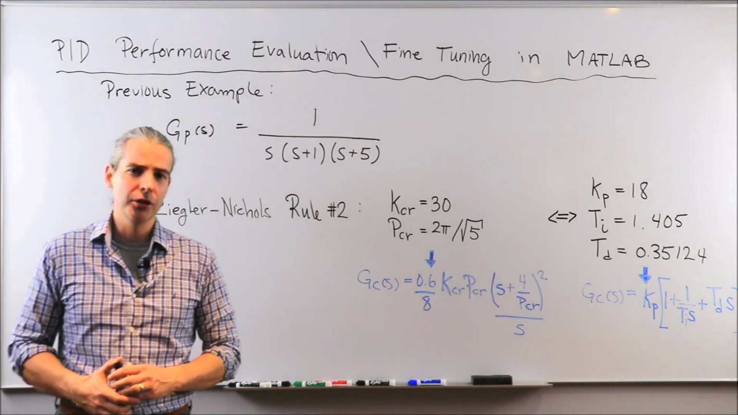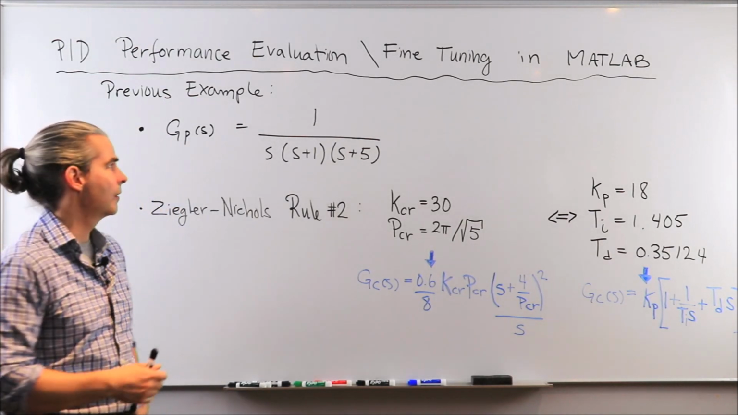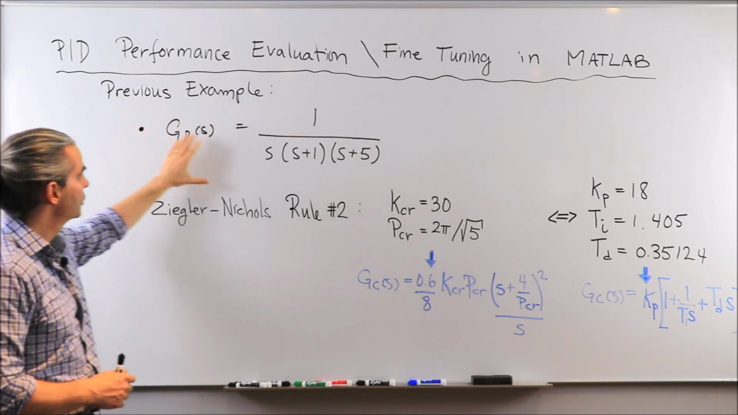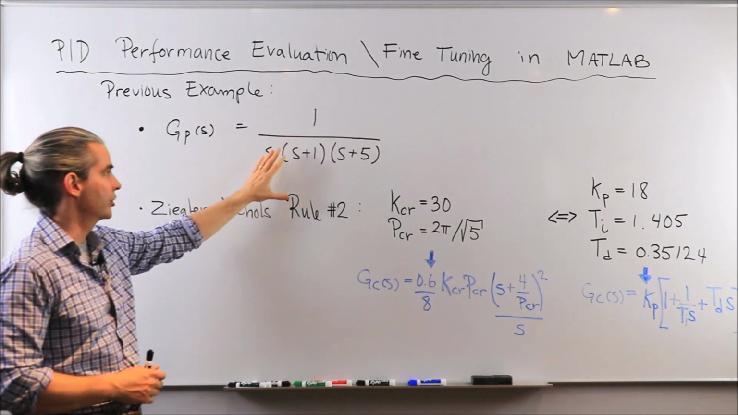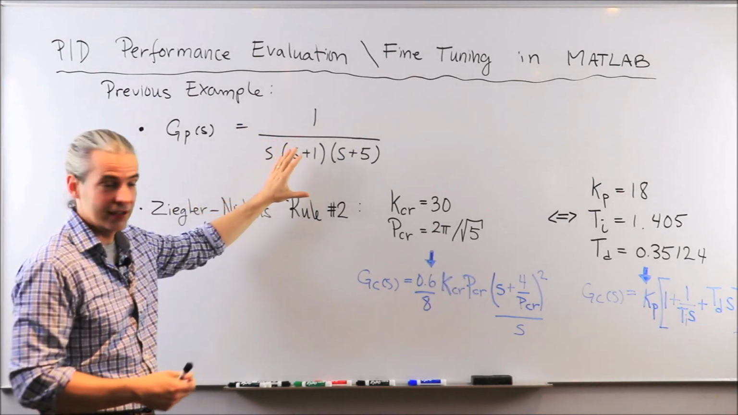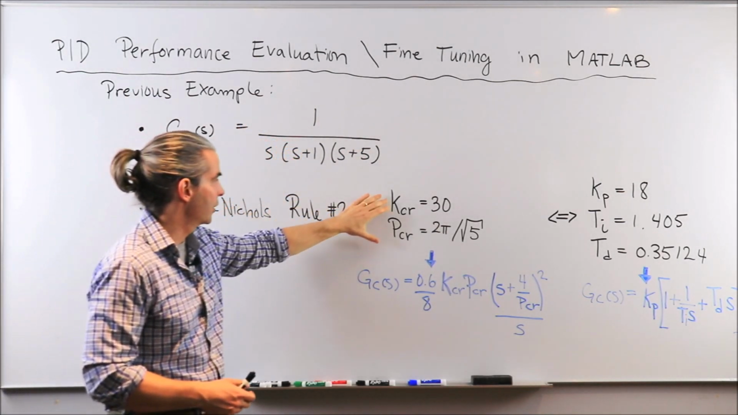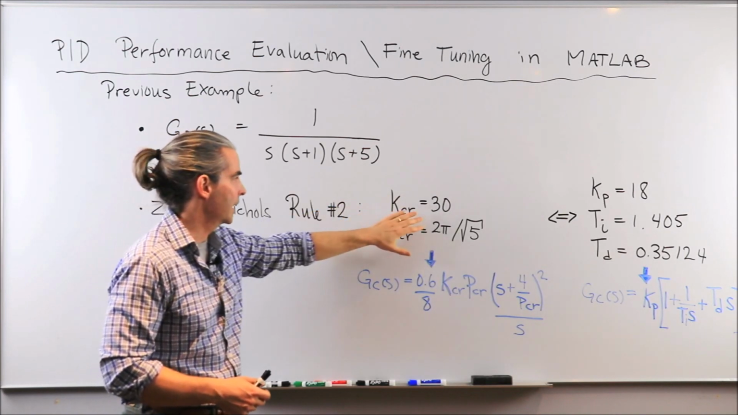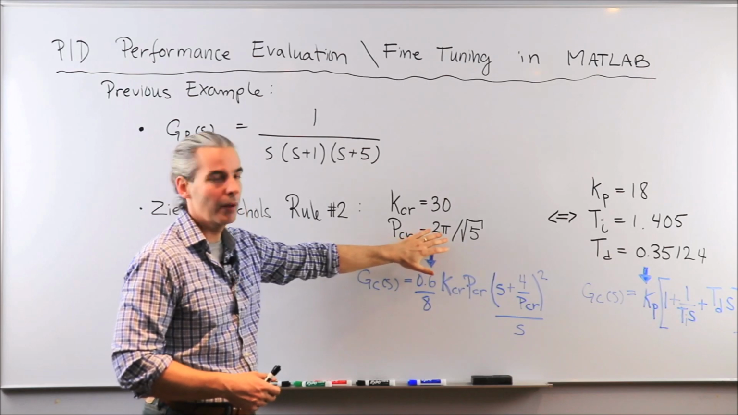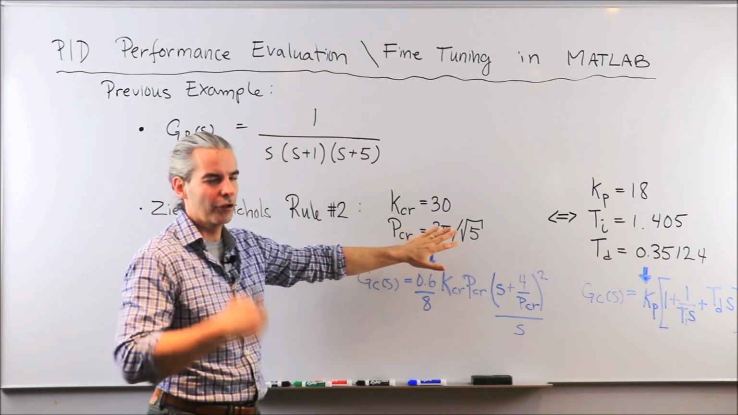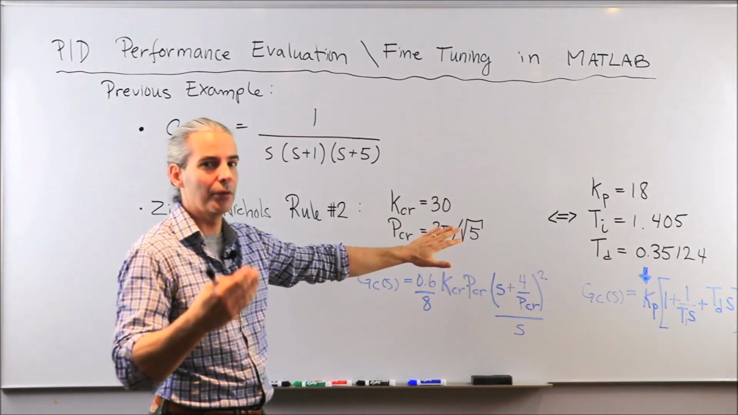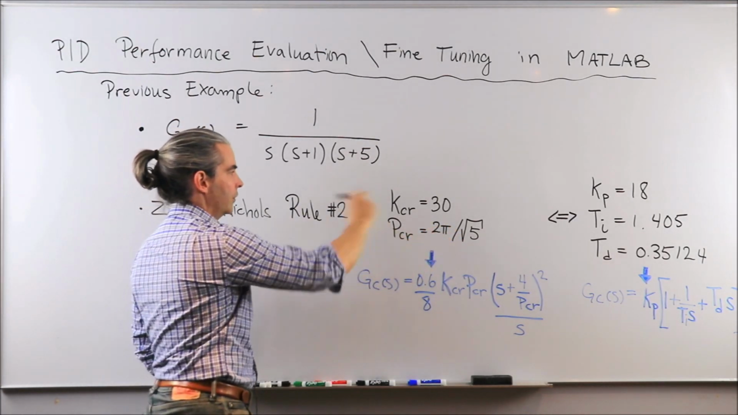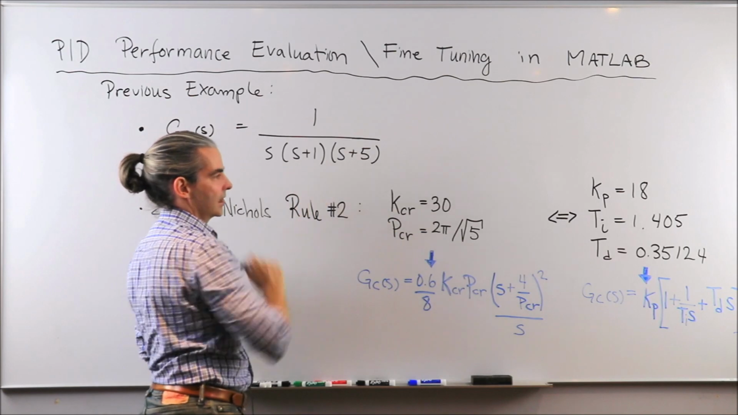Now, coming back to what we've done last time in the previous video, we had looked at how to apply the Ziegler-Nichols rule number 2 to this specific plant transfer function. Then, applying the second rule, we came up with the critical gain and the critical period of the system, which were respectively given by 30 and 2 pi over square root of 5. If you're not too sure about what I'm talking about, I highly recommend you go and watch the previous video where we had solved together this specific example.